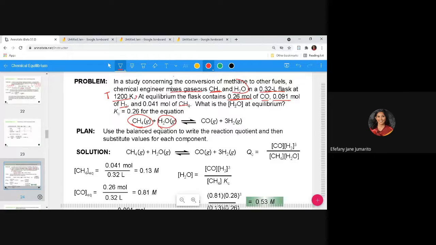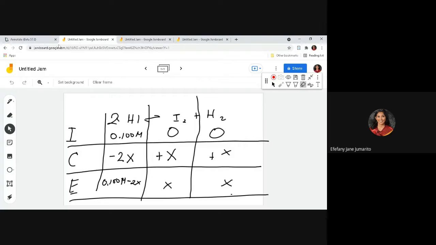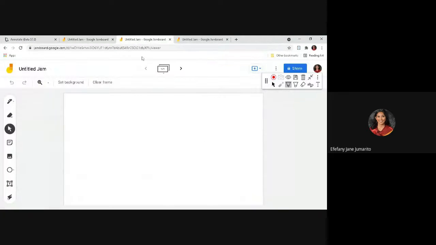Okay, let's write an ICE table here. CH4 plus H2O, and the products are CO plus 3H2. Okay, now the ICE table.